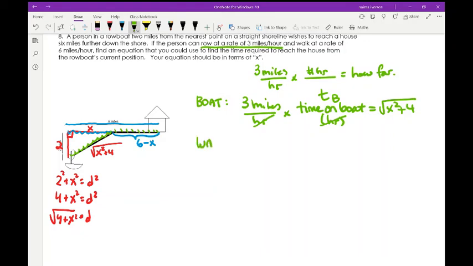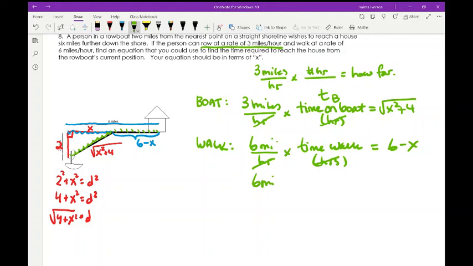Now we're going to do the walking. They can walk at a rate of 6 miles per hour times time walking in hours, and that gives me 6 minus x. So the hours cancel off. We're going to call this 6 miles. Okay, and the time walking, let's call it TW.